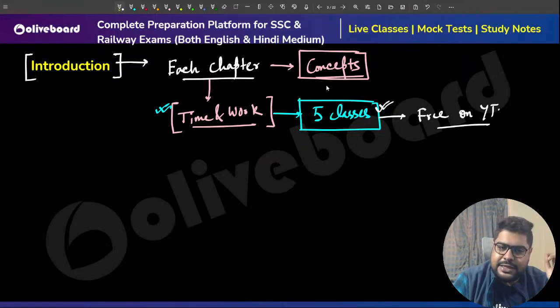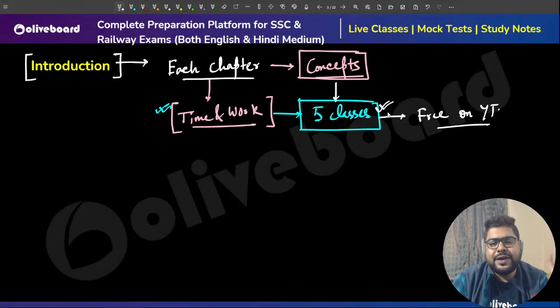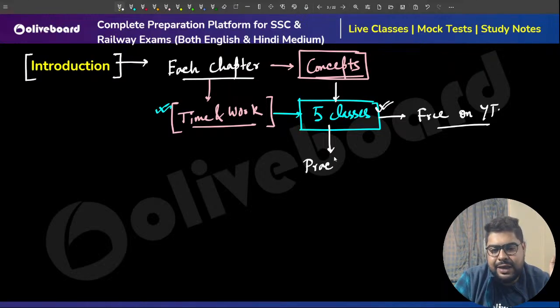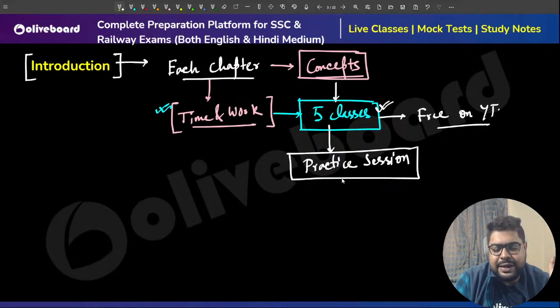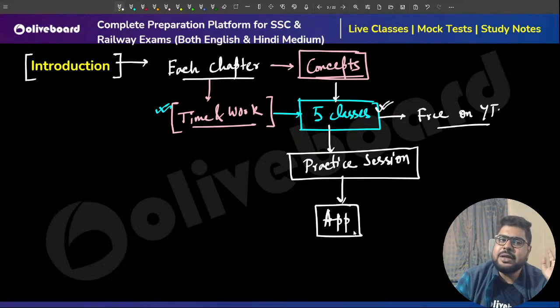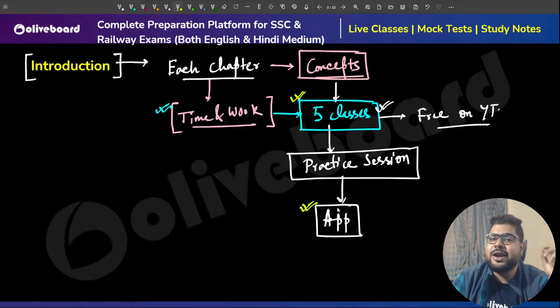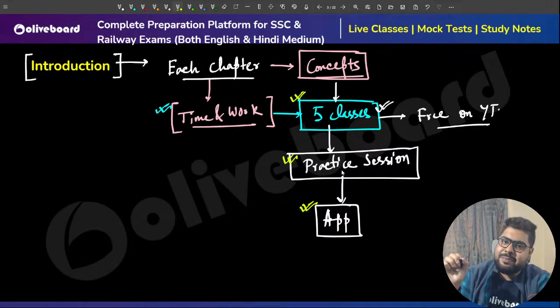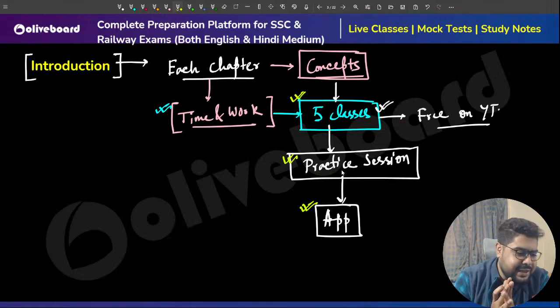After these 5 classes are over and you have understood the concepts, I will conduct one practice session. That will also be for free, and it will be done on the Olive Board app. So I'll request you guys to first attend these classes, and then also, which is more important, attend this practice session on the app. So you don't need anything.